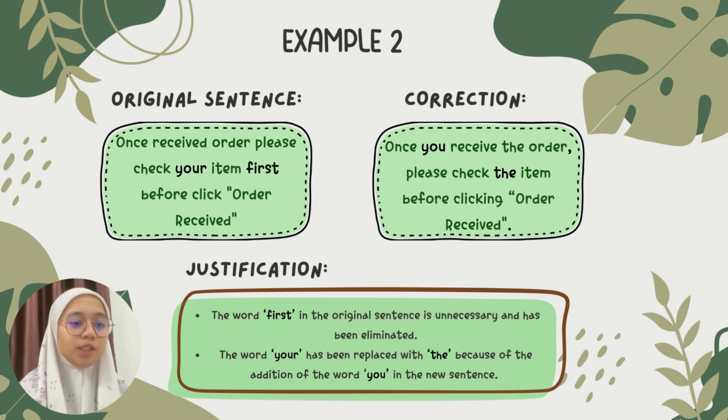This is the second example for sentence structure, and let us take a look at the original sentence and the revised sentence. The original sentence: "once received order, please check your item first before click order received." The revised sentence: "once you receive the order, please check the item before clicking order received." The original sentence is wrong for a few reasons. The first is that it has no full stop at the end of the sentence, and the second is that the word "first" creates redundancy with the word "before" that is also in the sentence. Hence, we chose to eliminate the word "first."